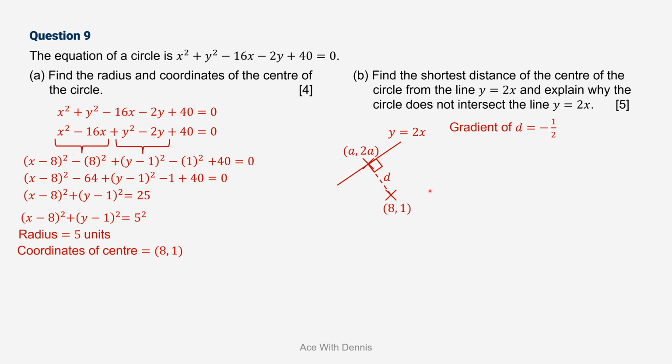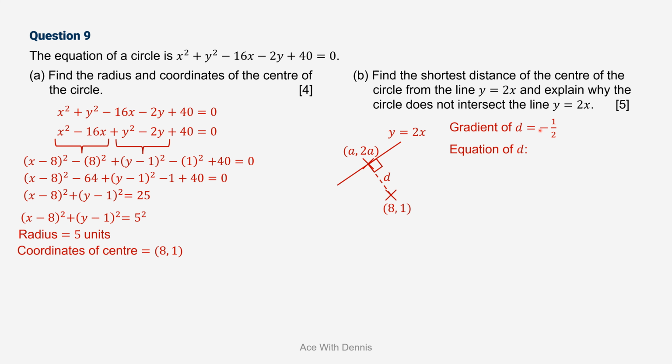So from here, the gradient of D is negative half. Why is it so? Because the gradient of this straight line is 2, and D is perpendicular to this line. Hence, the gradient of D is negative half. Remember, if two lines are perpendicular to each other, when we multiply their gradients, it will give us negative 1.